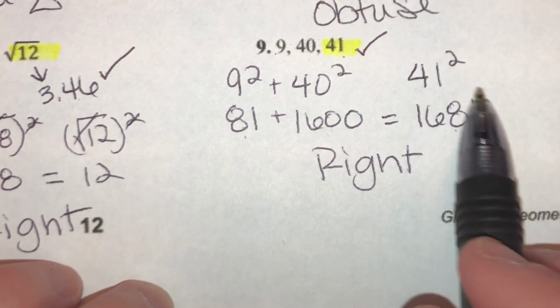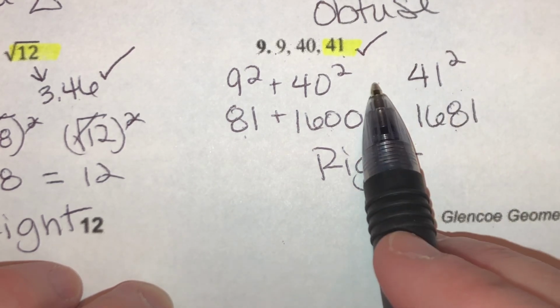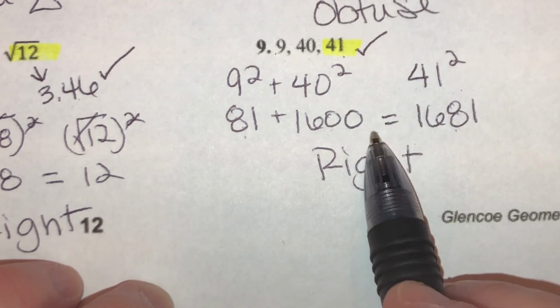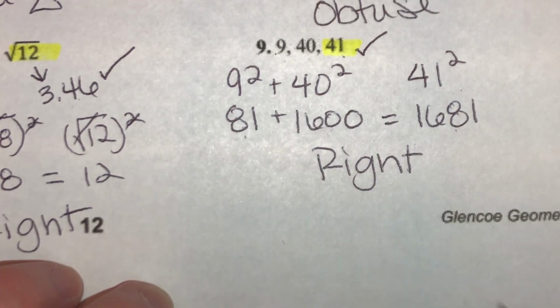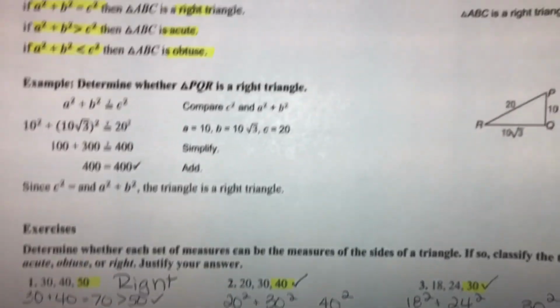When this number over here is bigger, when the mouth is open towards this number, it's obtuse. When it's smaller, when the mouth is open towards this side, it's acute. Okay, so hopefully that made sense. If you have questions on any of this lesson, let me know.